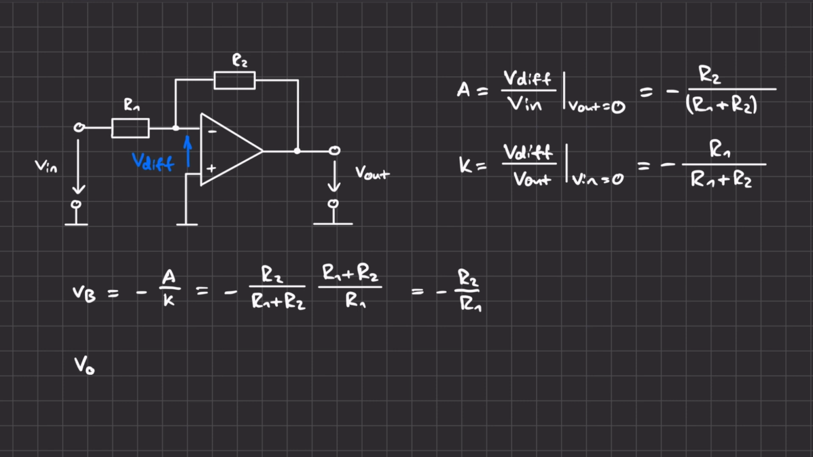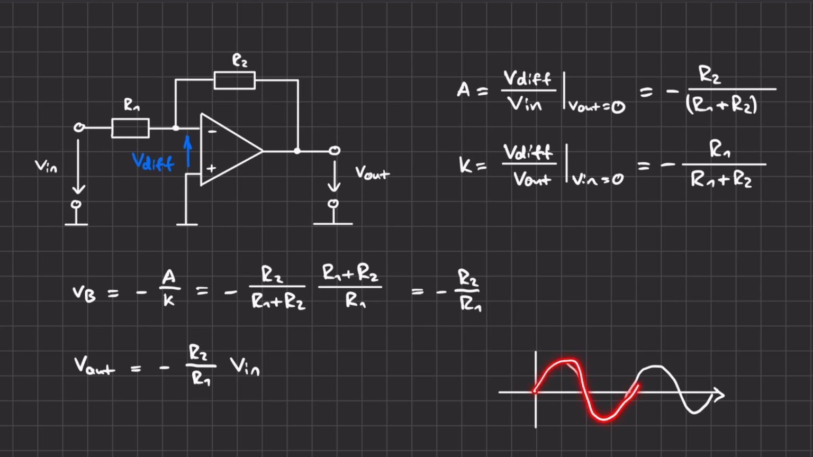So the output voltage of the overall circuit is minus the resistor 2 divided by the resistor 1 times the input voltage. And now we can see why it's called an inverted operational amplifier. It's because it's a minus. And if the input voltage would look something like this, the output voltage would be inverted and would look something like that.